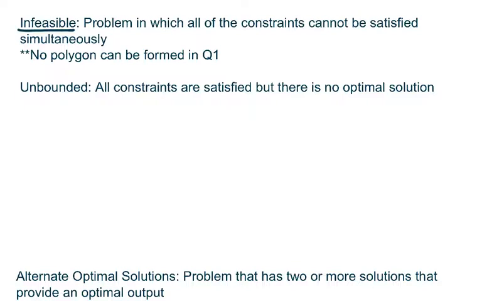Now, it could also be that if you don't have a solution, your situation is unbounded. Unbounded means all constraints are satisfied. There's a double shaded area, or a common shaded area, wherever all the constraints are satisfied, but there's no optimal solution. Something that would be unbounded could look like this.